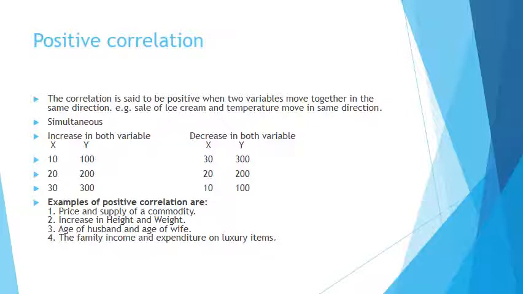Positive correlation. Correlation is said to be positive when two variables move together in the same direction. That is, if one increases, the other also increases. If one decreases, the other also decreases. For example, sale of ice cream and temperature move in the same direction.